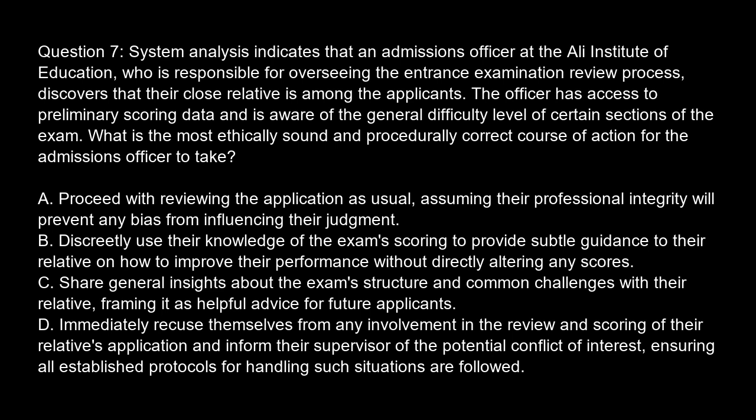Option A. Proceed with reviewing the application as usual, assuming their professional integrity will prevent any bias from influencing their judgment. Option B. Discreetly use their knowledge of the exam scoring to provide subtle guidance to their relative on how to improve their performance without directly altering any scores. Option C. Share general insights about the exam structure and common challenges with their relative, framing it as helpful advice for future applicants. Option D. Immediately recuse themselves from any involvement in the review and scoring of their relative's application, and inform their supervisor of the potential conflict of interest, ensuring all established protocols for handling such situations are followed.